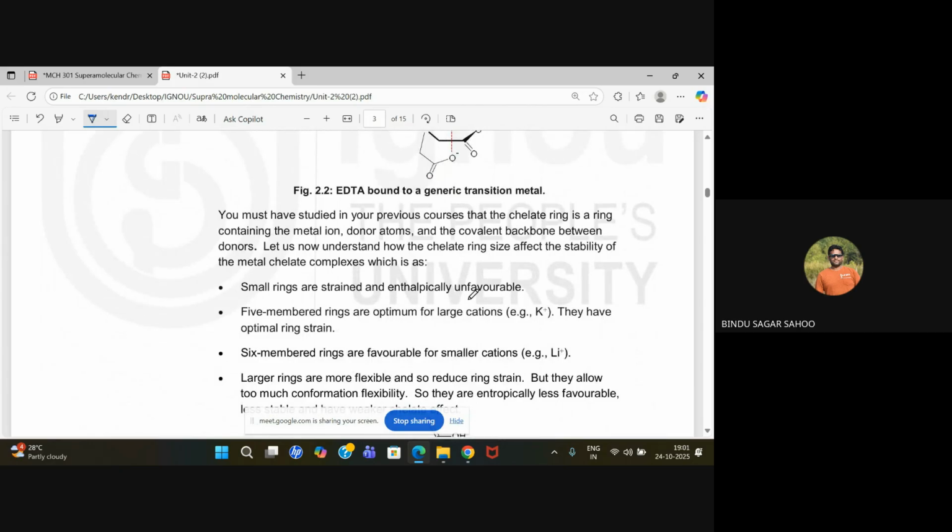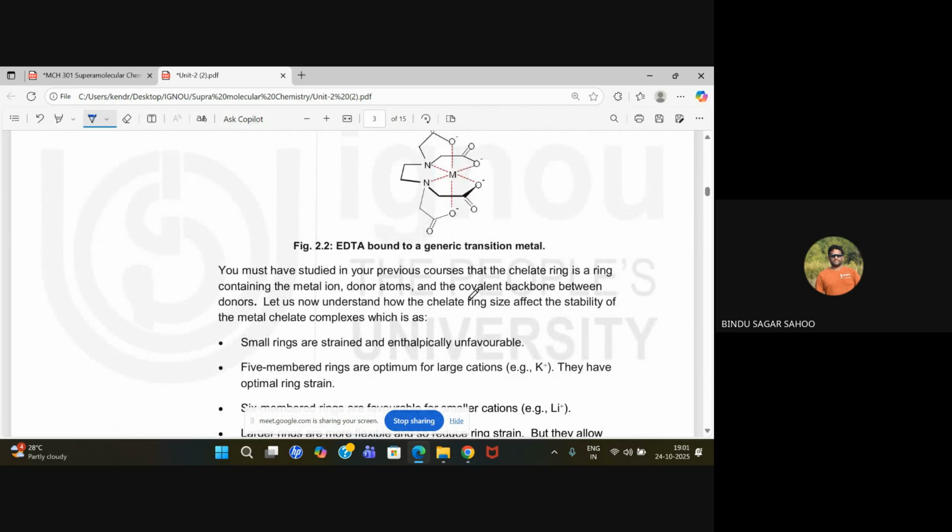So basically, when a cyclic ring is formed, initially these small rings make a strained ring. You can just consider cyclopropane, cyclobutane. When there is a three-member ring and a four-member ring, they definitely form the ring, but there is still more strain inside the ring. But when it moves towards the five-member ring and six-member ring, the strain decreases and the stability increases.